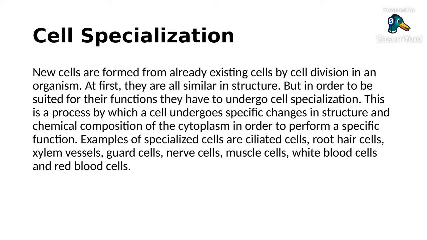The four new cells, each divides into two. Then we're going to have how many? Eight. Eight new cells, they will divide into how many? 16, 32. Just like that. And the number of cells is increasing. The cells are dividing, and they are exactly the same. The new cells which are being formed are exactly the same. So new cells are formed from already existing cells by cell division in an organism.